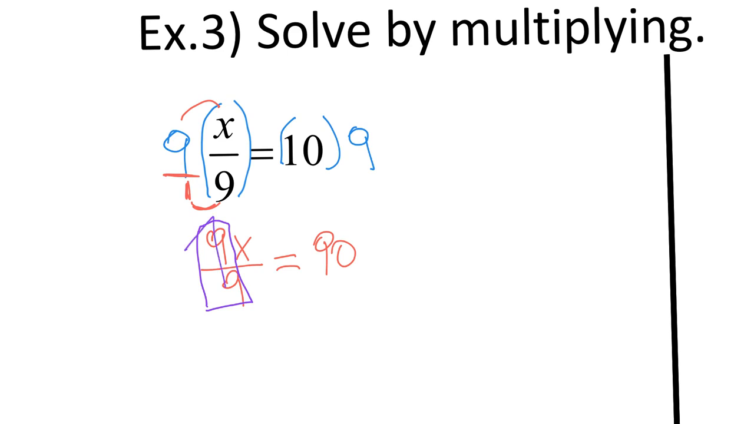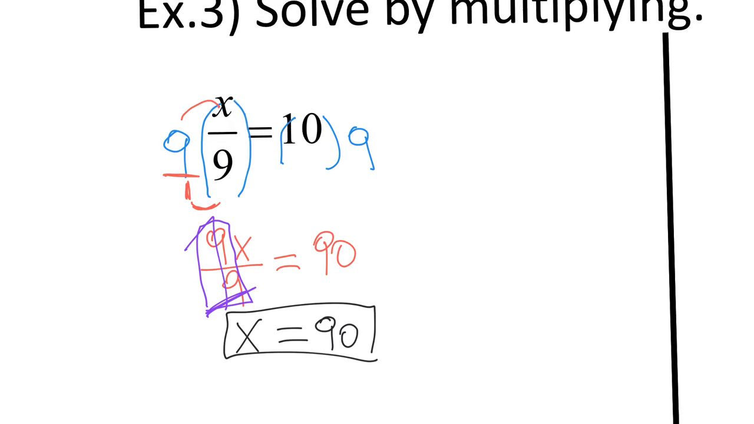9 divided by 9 is 1. So that's just an x. On the other side is a 90. So that's my answer. X equals 90. But the big concept is you multiply by the denominator. Now what about if you have a number on top of the fraction?